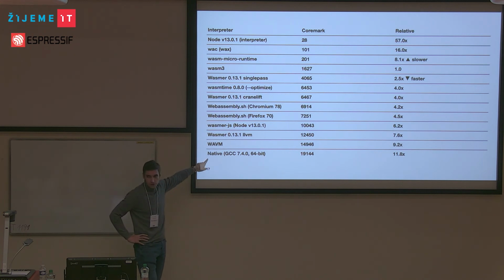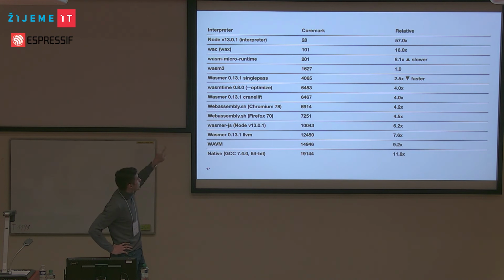You can see that, for example, native is admittedly a lot better than any WebAssembly interpreter. But some WebAssembly runtimes are getting pretty close to native. For example, with WAVM, you can get really, really close to native performance. Wasm3 and everything less performant are interpreters. Everything between Wasm3 and native are some kind of just-in-time or a combination of just-in-time and ahead-of-time compilers.